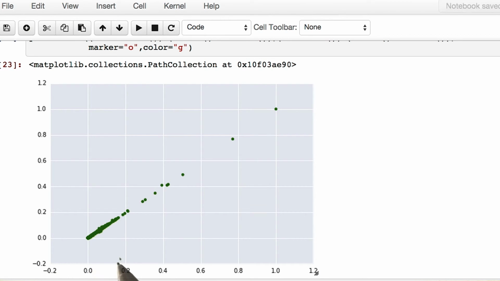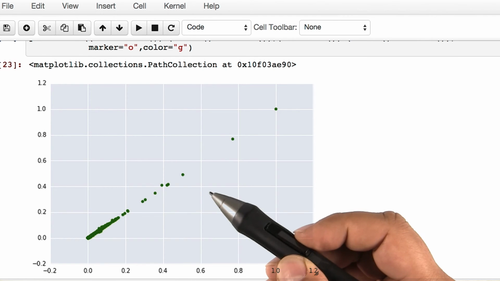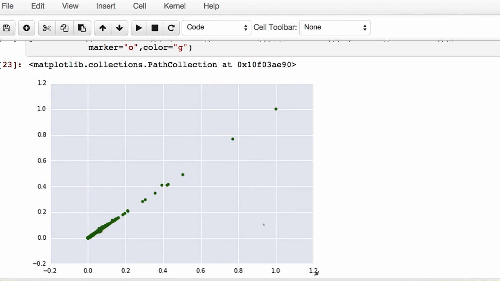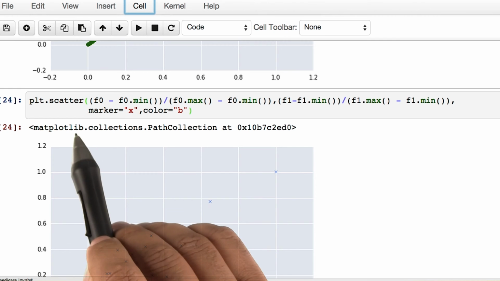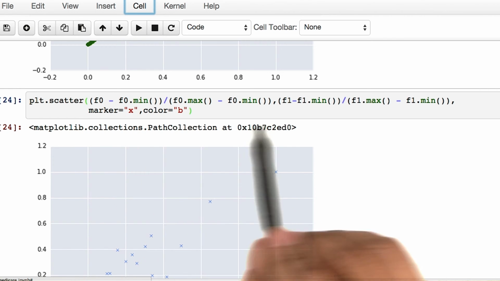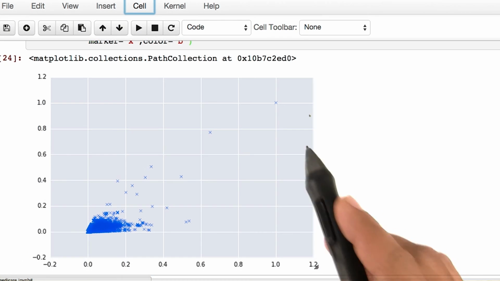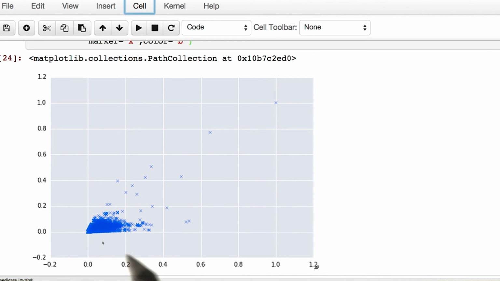The scatter plot for these two variables are very linear. What we can conclude from that is that the paid amounts are directly proportional to the allowed amounts. Similarly, we can look at the scatter plot of f0 and f1. In this case, although we have some correlation, it is not as linear as it is between f1 and f2.